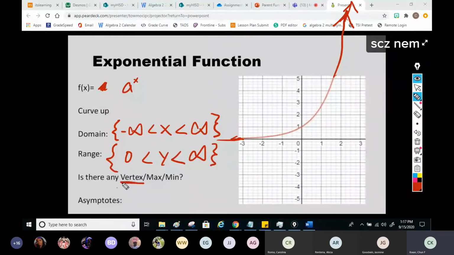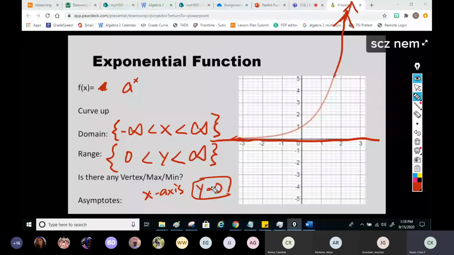And then is there a vertex? Do you see a tip? And the answer is no, there's no tip. And then where are the asymptotes, if there are any? So the asymptote for this graph is going to be the x-axis because it will get closer and closer to the x-axis, but it will never touch. So the x-axis, y equals 0. That's the equation for the line. So you do have one asymptote.